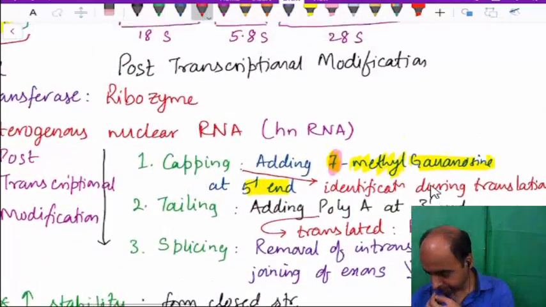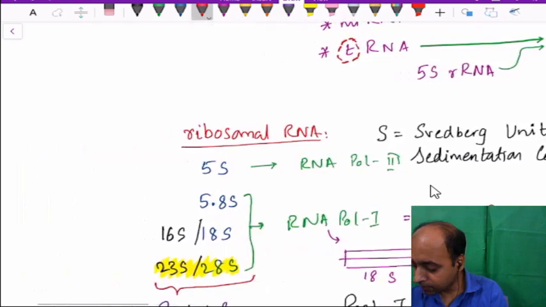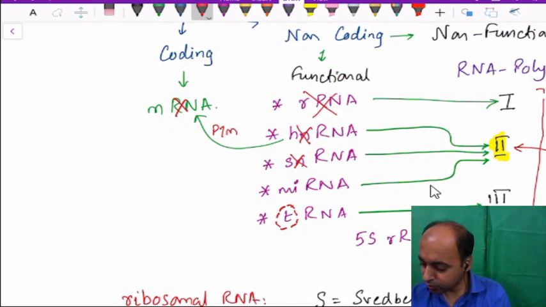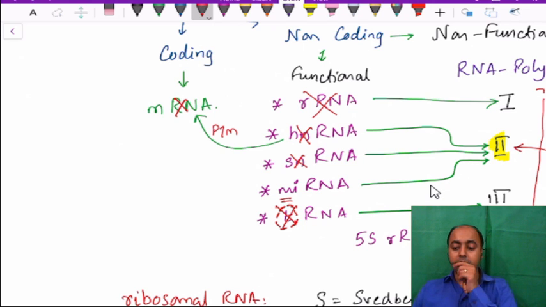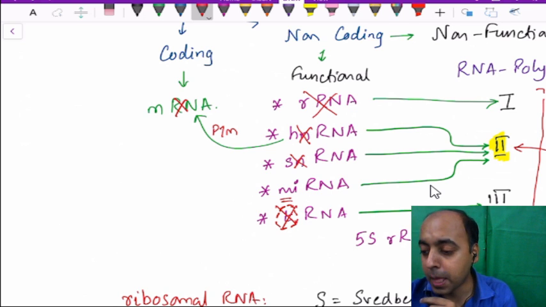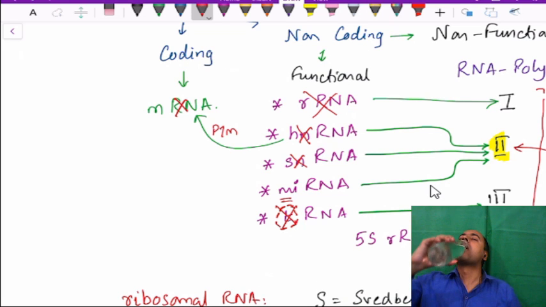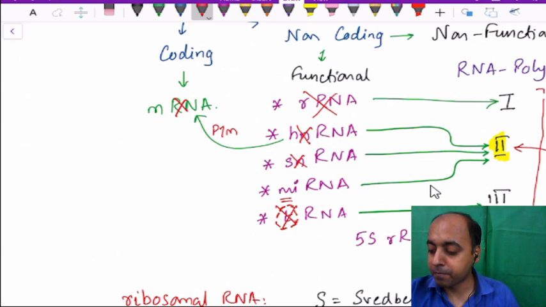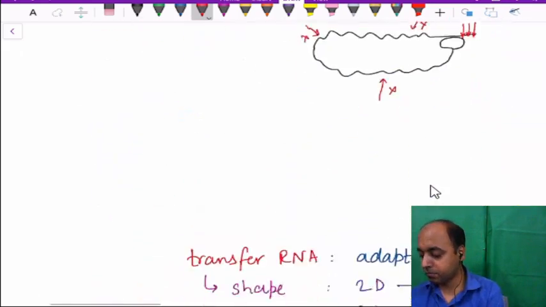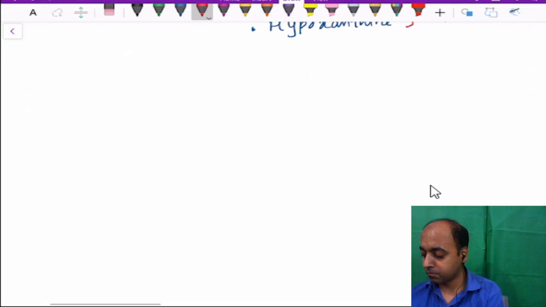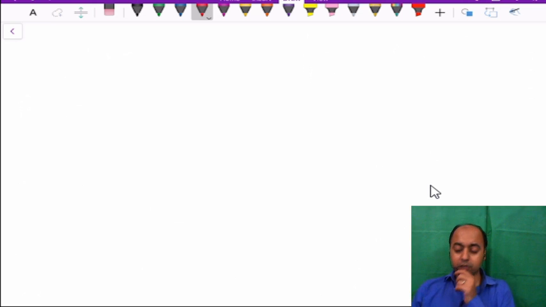Okay. So we have concluded the discussion on transfer RNA also. What we are left with is the microRNA. Before I go to microRNA, any questions so far? Anything you want to ask till now? Quickly let me know before I go to the microRNA. So next we are starting with the microRNA.